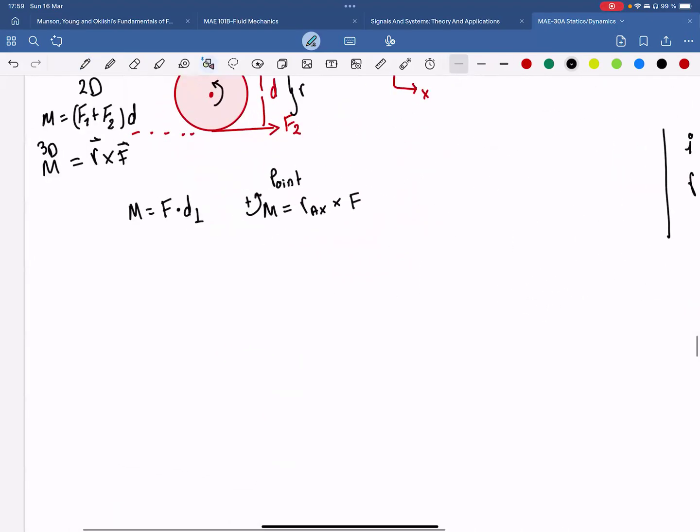Do I have to do examples? I don't really know. There was one question in the quiz that was a little bit tricky, I guess.